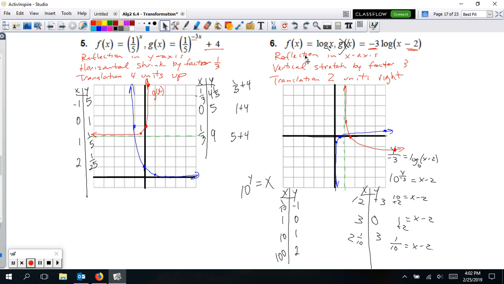So you can see how it did a reflection over the x-axis. It flipped over that. It stretched a bit by 3, and it also did translate 2 to the right.